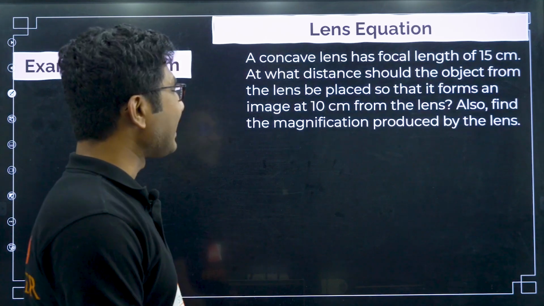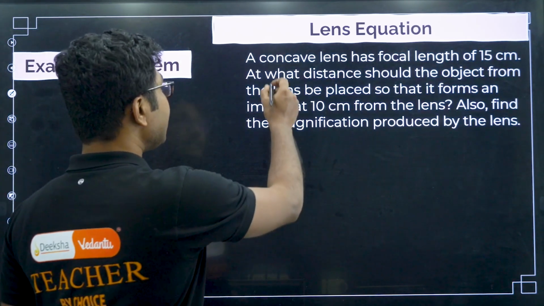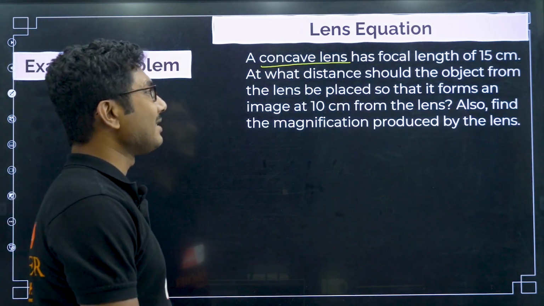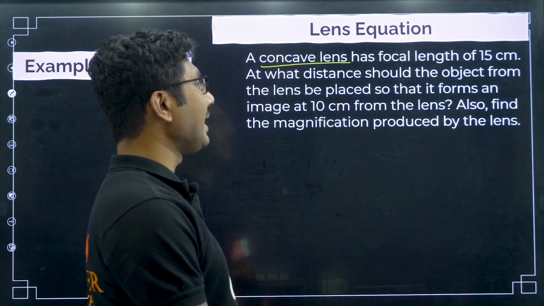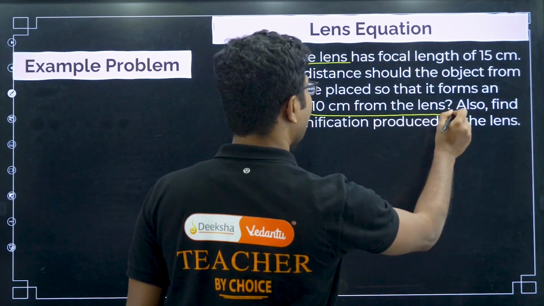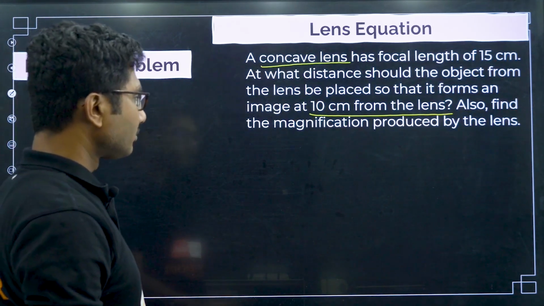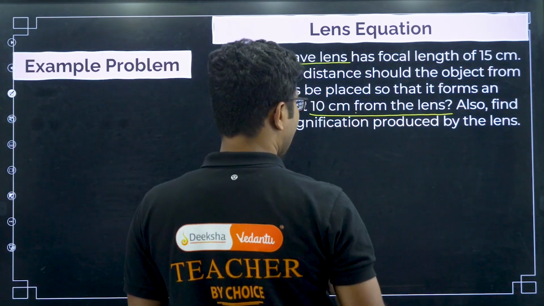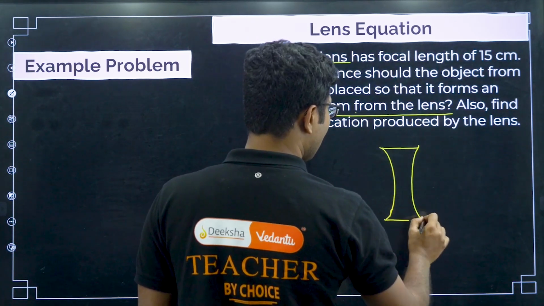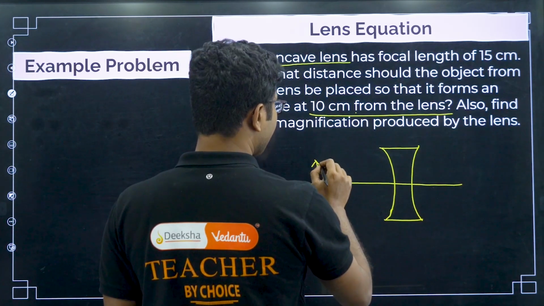Now, another example problem, let us see. A concave lens has a focal length of 15 centimeter. At what distance should the object from the lens be placed so that it forms an image 10 centimeter from the lens? Also find the magnification produced by the lens. So in this case V is given. Now, you have to be mindful that a concave lens always produces virtual images.